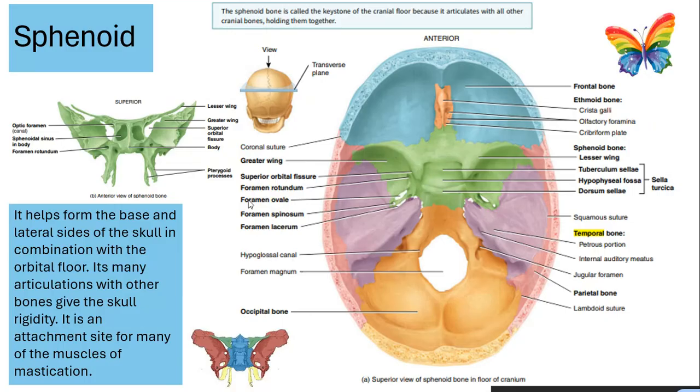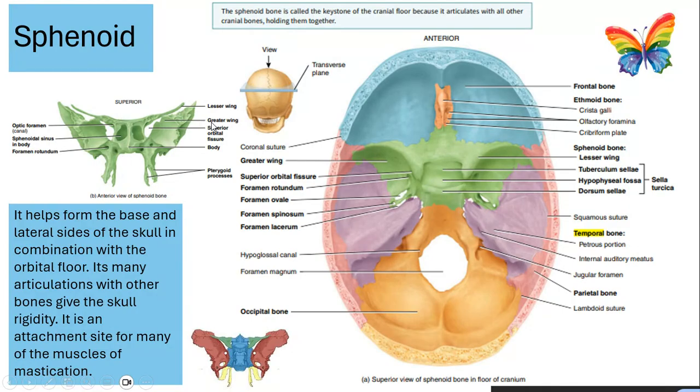Sphenoid bone, right? The sphenoid bone is called the keystone of the cranial floor because it articulates with all the other cranial bones, holding them together. So this green colored one is the sphenoid bone, right? This is an anterior view of the sphenoid bone. This is the superior side, and this is the inferior side, right?